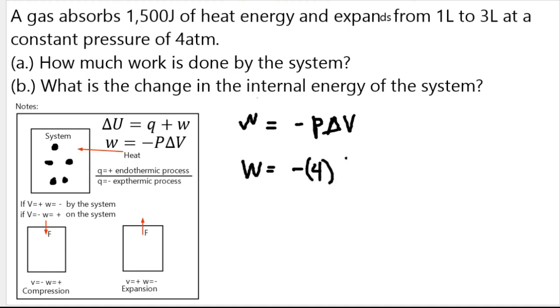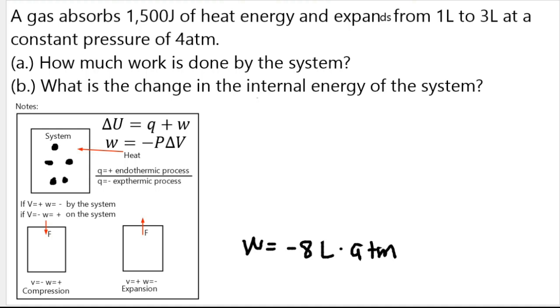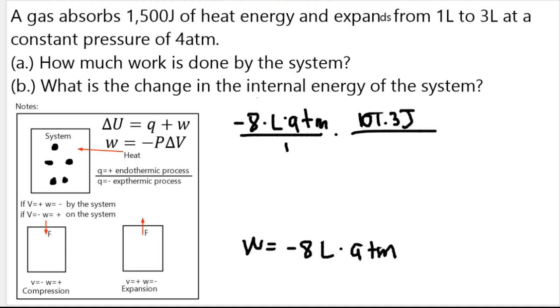So let's put 4 atm in the brackets, and the change in volume is just 3 minus 1, so the work is going to be negative 4 times 2, which is negative 8 liters times atm. We need to convert this into joules so we can plug it into the change in internal energy formula. So negative 8 L·atm over 1, multiplied by 101.3 joules per 1 L·atm. We can just cancel the units.